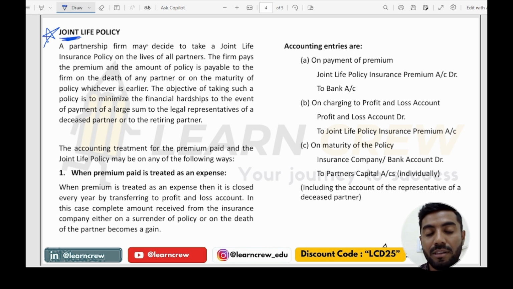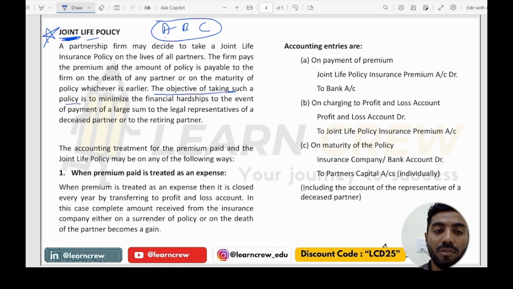There's one more policy called the separate life policy, wherein if the partners A, B, and C are there, individually for each partner we take a separate policy. But here, for all the partners together, we take one life policy. That is known as a joint life policy. The main objective is that whenever a partner is retiring or there is a death of a partner, making the payment will be easier. The objective of taking such a policy is to minimize the financial hardship in the event of payment of a large sum to the legal representative of the deceased partner or the retiring partner.